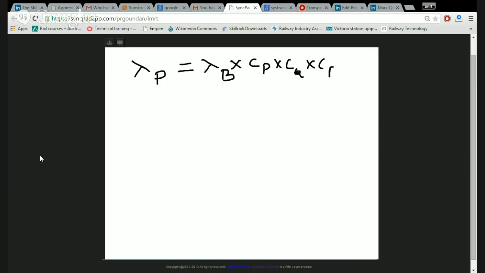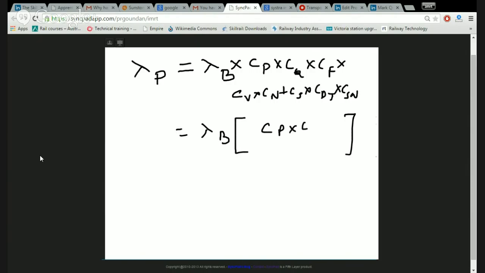CQ into CF into CV into CN into CS into CDT into CSW, etc. These are the many factors the book gives in this format. Again, as with electronic equipment, for some it may be lambda base into CP into CQ divided by CS plus Cn. So it will be a function of the C factors. In other words, it will be a function of the factors here and the lambda base.